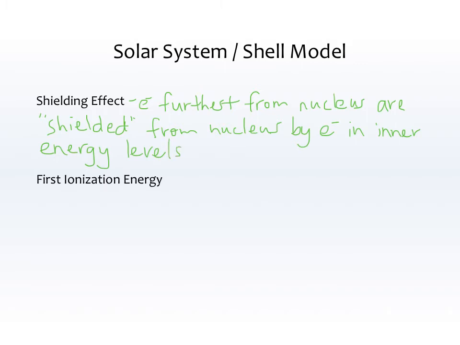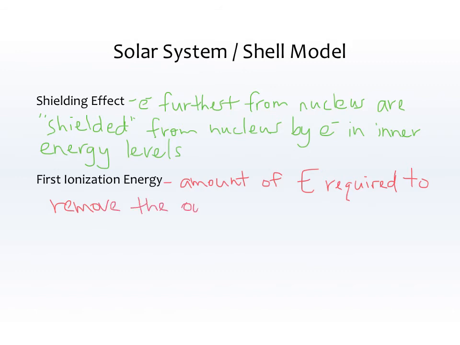So if we want to know how much shielding is going on, if we try to remove individual electrons, then we can see how much energy it takes to remove those electrons, and therefore how much the outer electrons are being shielded from the nucleus by the inner electrons. That's what the first ionization energy is. It's the minimum amount of energy required to remove the outermost electron from an atom.